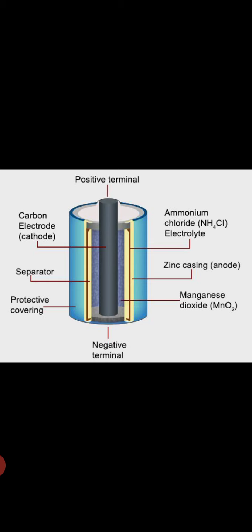Again I repeat, a primary cell is a cell in which the cell reaction occurs only in one direction, that means in the forward direction. That means it can only be discharged, not recharged. The reaction cannot be reversed by an external energy source. By using any energy, you cannot reverse the reaction.